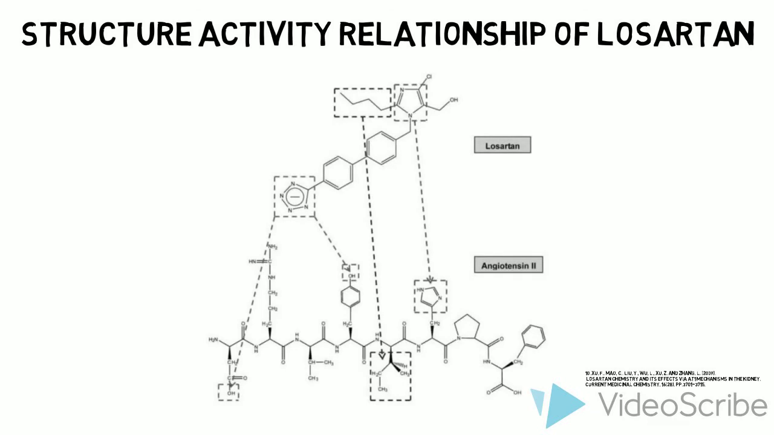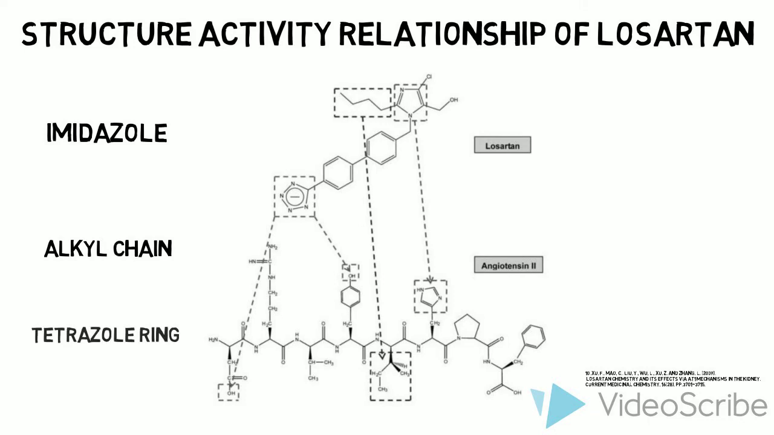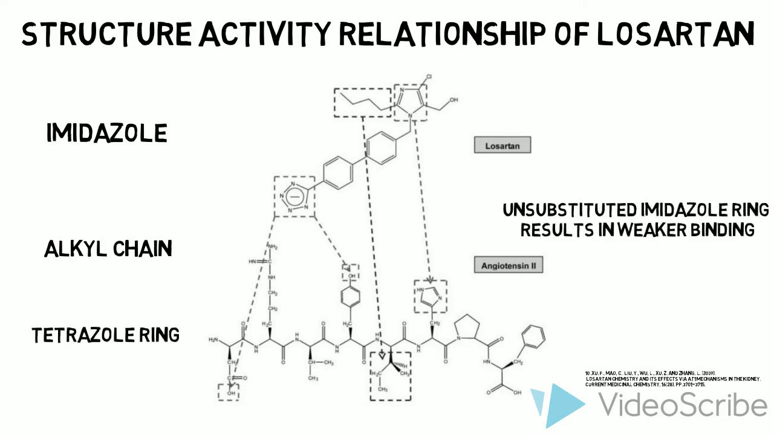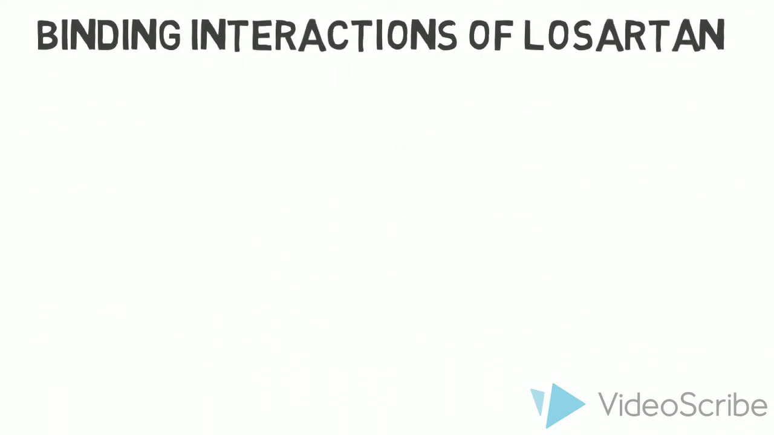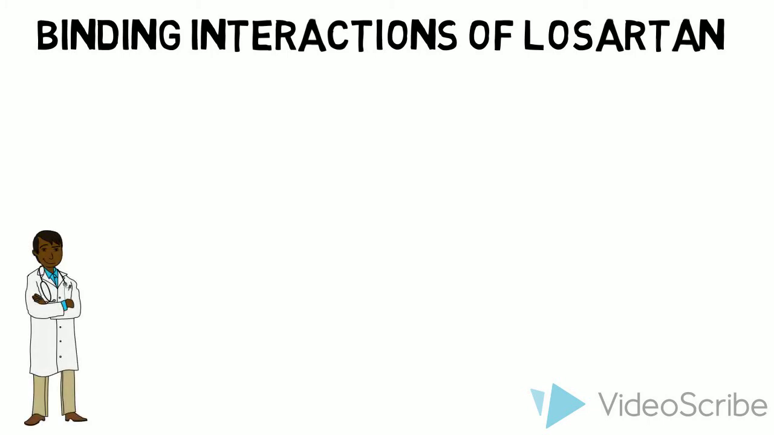Now, we are going to compare the structure of losartan to angiotensin II. Losartan shows the following structural features with angiotensin II: the imidazole ring, the alkyl chain, the tetrazole ring that mimics the binding activity of 2 hydroxyl groups on AT2. We've already discussed how each functional group binds. Now let us look at how they bind to the amino acids contained in the AT1 receptor.